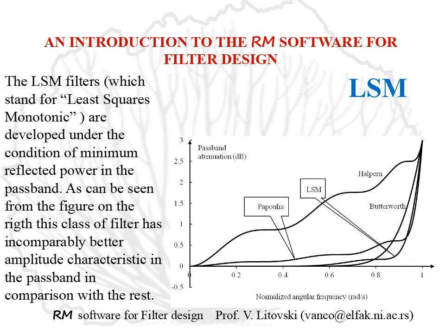We will start with the LSM filters, which stands for least squares monotonic. These are developed under the condition of minimum reflected power in the passband. As can be seen from the figure on the right, this class of filters has incomparably better amplitude characteristic in the passband in comparison with the rest.